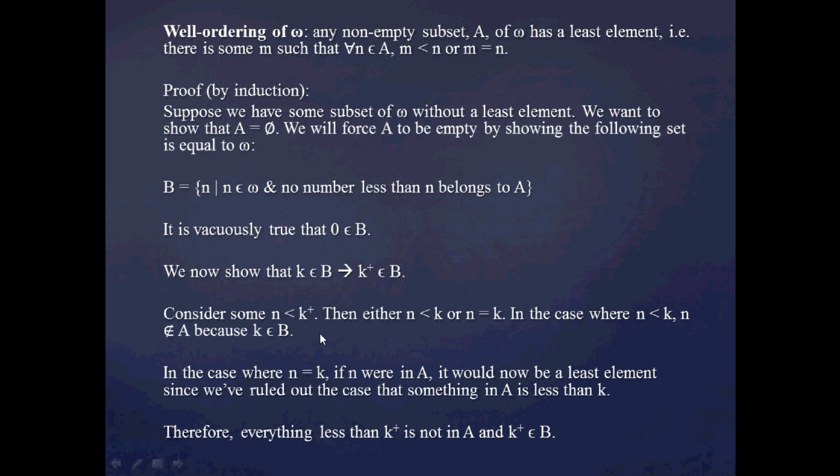So what we've shown by examining all the n's less than k plus 1 is that everything below k plus 1 can't be in A. That demonstrates that k plus 1 is a member of the set B, because no number less than k plus 1 belongs to A. So k plus 1 is in B. That shows that B is equal to omega, and that shows that A is equal to the empty set, which demonstrates the well-ordering principle: any non-empty subset of omega has a least element.